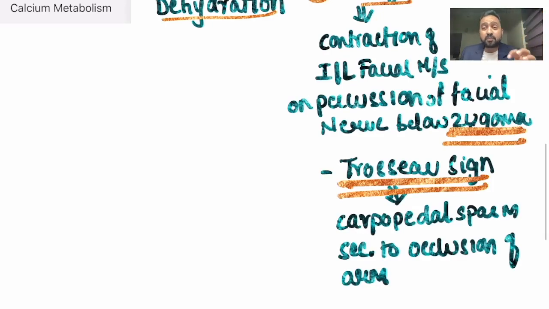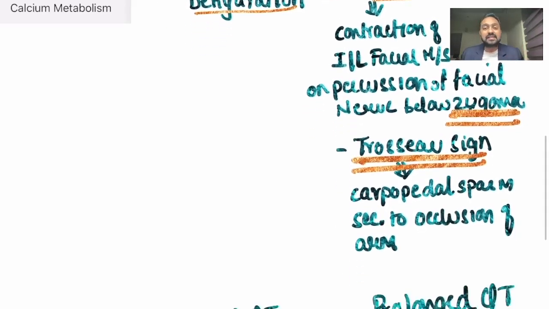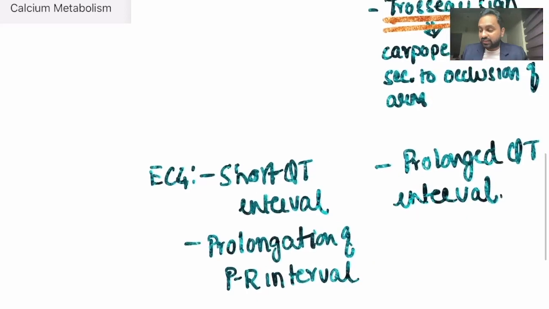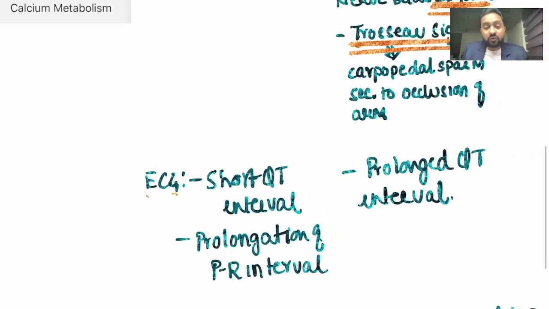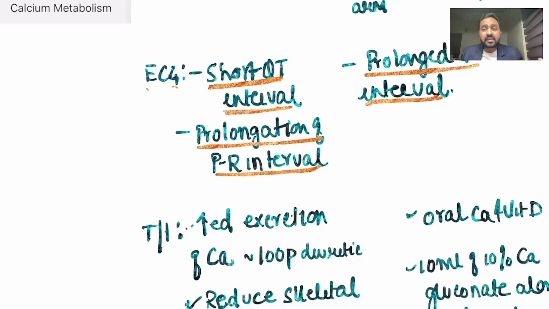So there are a few important clinical features which will act as your clues in various clinical scenarios. Now, another important thing that you need to remember is regarding your ECG finding. In hypocalcemia, you would be expected to see a prolonged QT interval, whereas in hypercalcemia, it would be a short QT interval. In addition to a short QT interval in hypercalcemia, you would also see a prolongation of the PR interval, right?